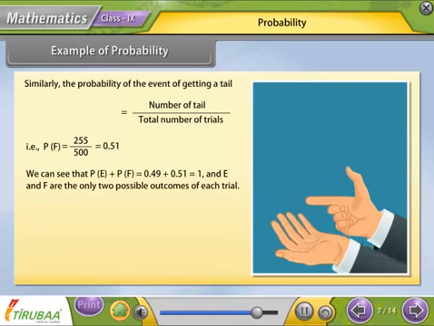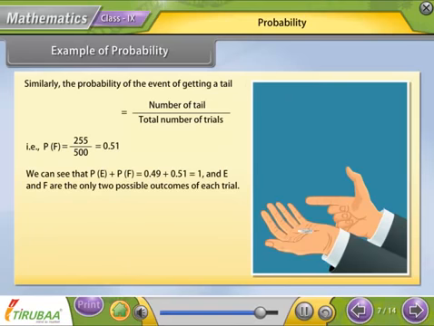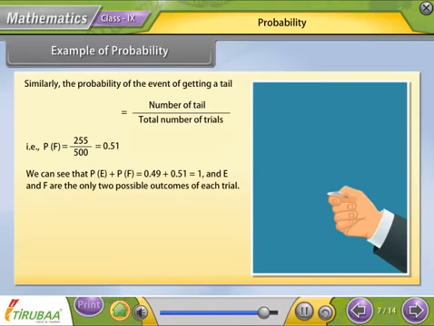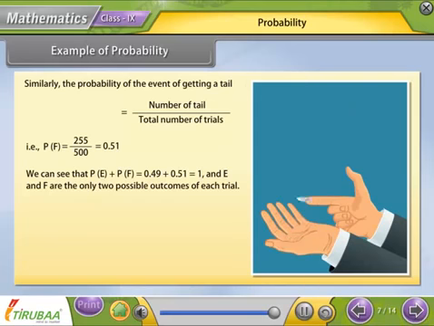We can see that P(E) plus P(F) is equal to 0.49 plus 0.51, which is equal to 1, and E and F are the only 2 possible outcomes of each trial.